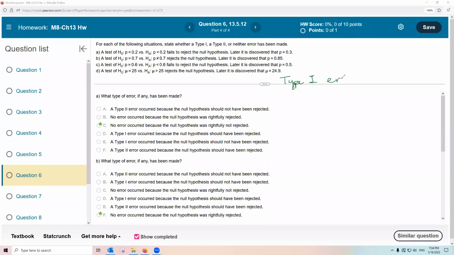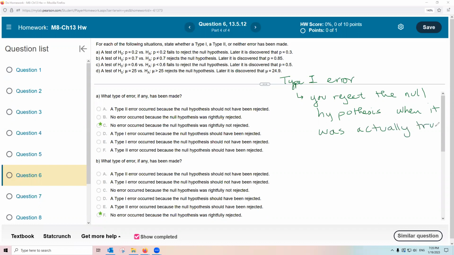Type 1 error happens when you reject the null hypothesis, but it was actually true. So of course you made a mistake. You shouldn't have rejected the null hypothesis because it was actually true, but you did reject it. So that's the error you're making.